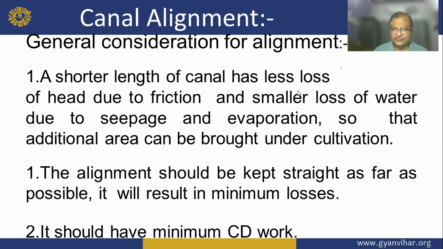General consideration of alignment. A shorter length of the canal has less loss of head due to friction and smaller loss of water due to seepage and evaporation, so that additional area can be brought under cultivation. If we can stop the seepage, we can provide more water to those people who are not getting water today.